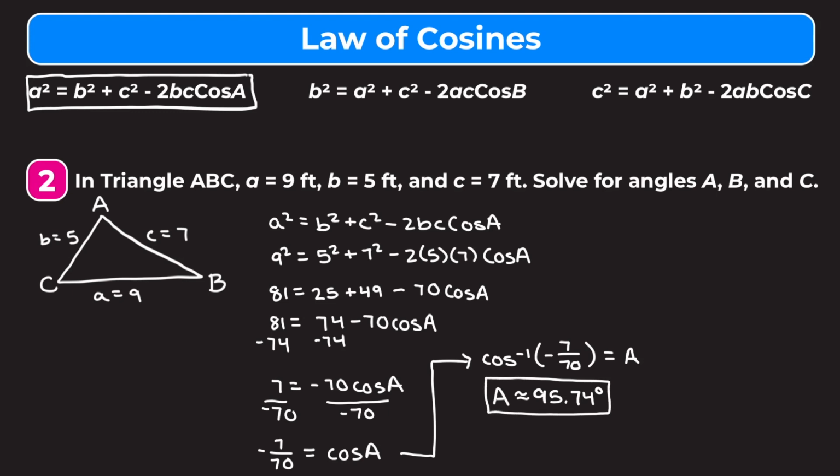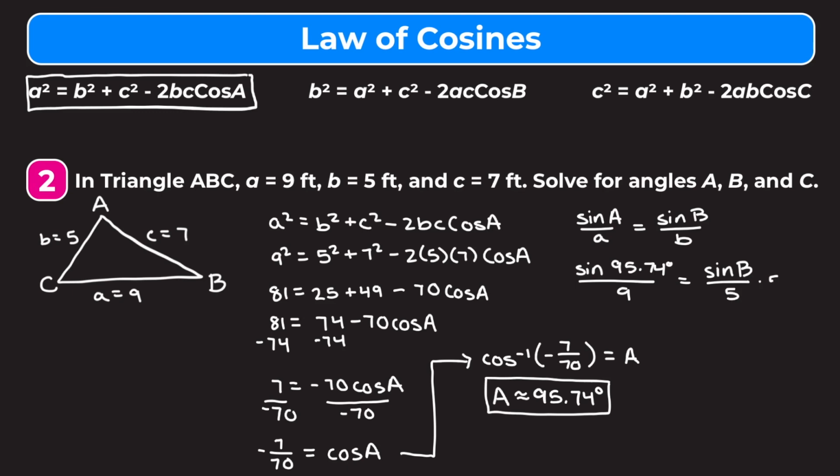So now we know what one of our angles is. So now what we can do is use the law of sines to find one of the other angles. So let's go ahead and just solve for angle B. So we are going to say that the sine of angle A over side a is equal to the sine of angle B over side b. And we're going to plug in what we know. So we're going to take the sine of angle A, and angle A is 95.74 over side a, which is 9, is equal to the sine of angle B over side b, which is 5.